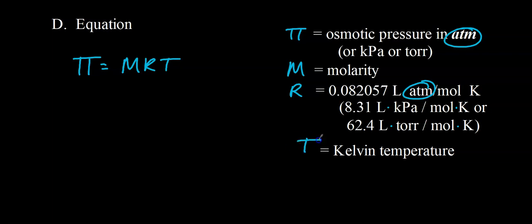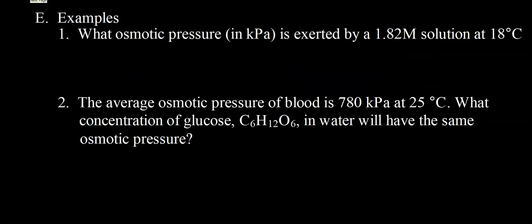And we also see that temperature is directly related to osmotic pressure. So the higher the temperature of the solution, the faster the particles are moving, the more they are going to diffuse through that semi-permeable membrane. Therefore, the higher the osmotic pressure. All right, let's take a look at some examples applying this formula. It says what osmotic pressure, let's go in kilopascals, is exerted by 1.82 molar solution at 18 degrees Celsius.